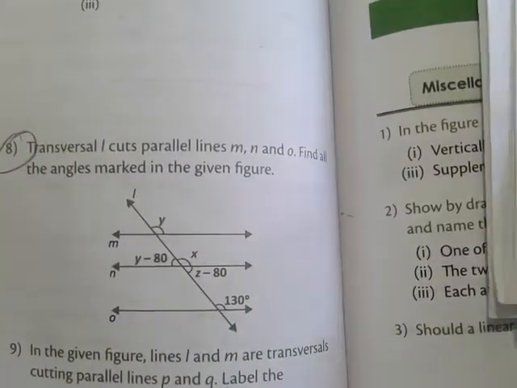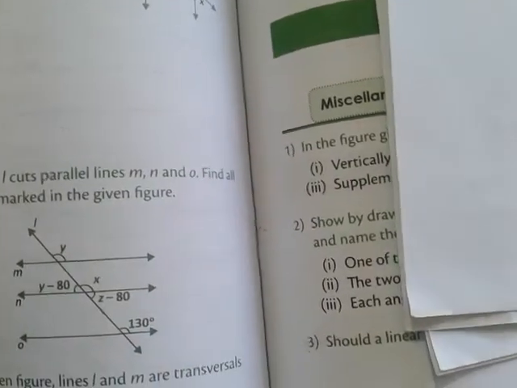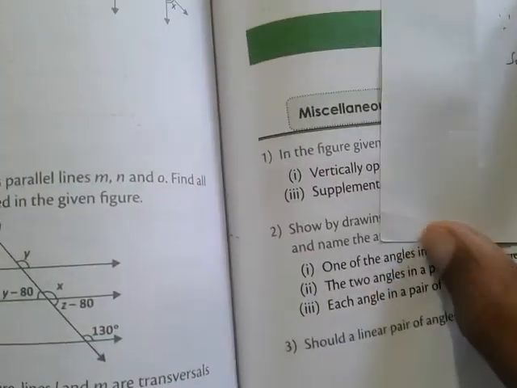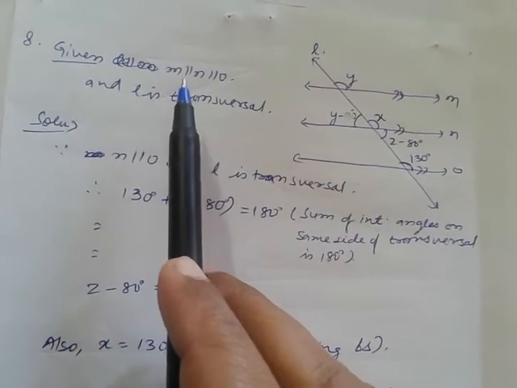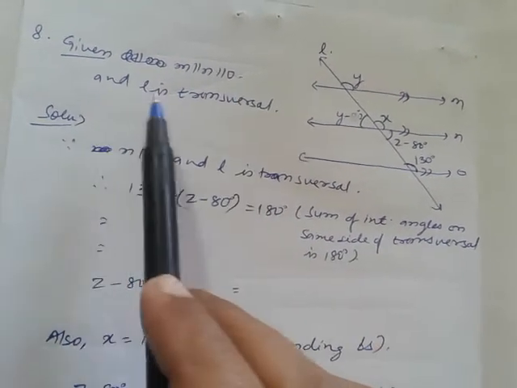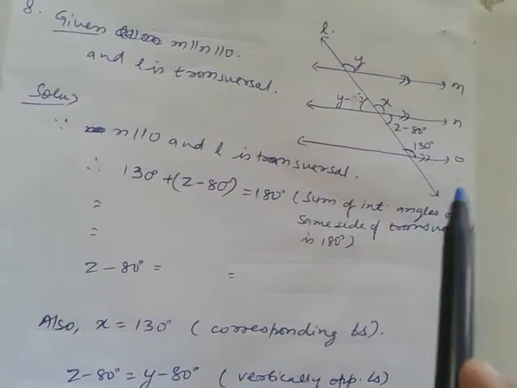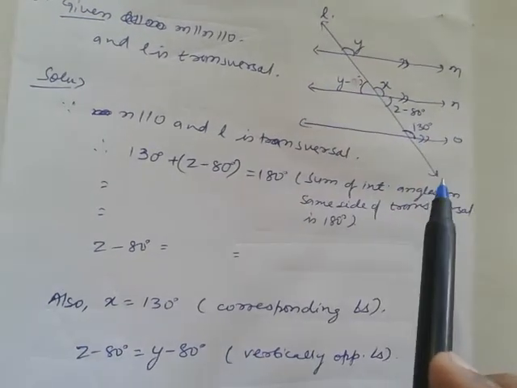Now we move ahead with question number 8. We have to find all the angles that are mentioned in the picture. So here is the solution. When you see here, what is given to us? M is parallel to N is parallel to O, and L is a transversal. Now N is parallel to O, and I take L as the transversal.